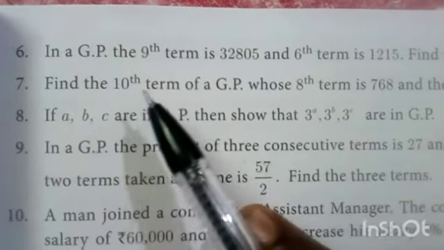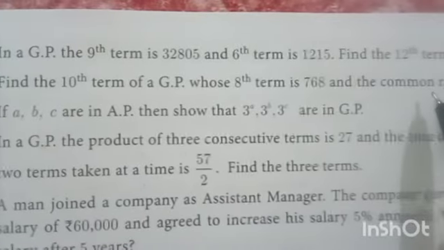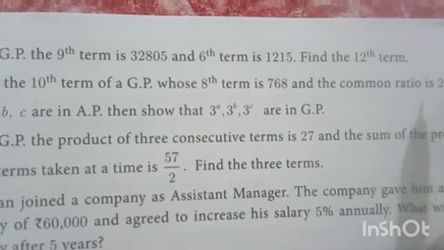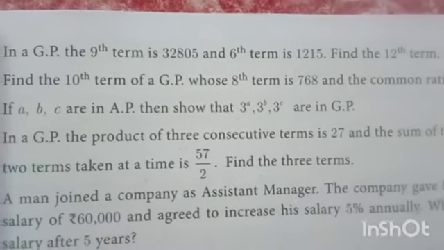Now the 7th question. Find the 10th term of a GP whose 8th term is 768 and the common ratio is 2. Common ratio is R. So the 8th term is given, and using that we want to find the 10th term.